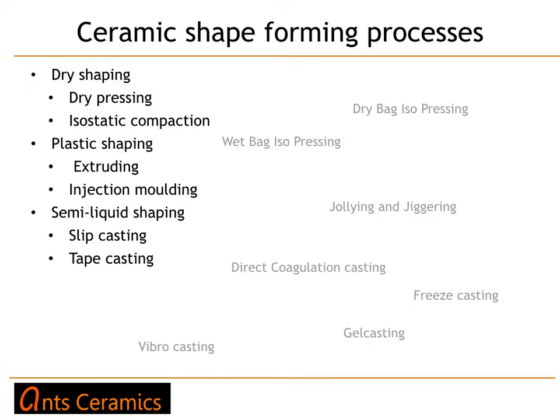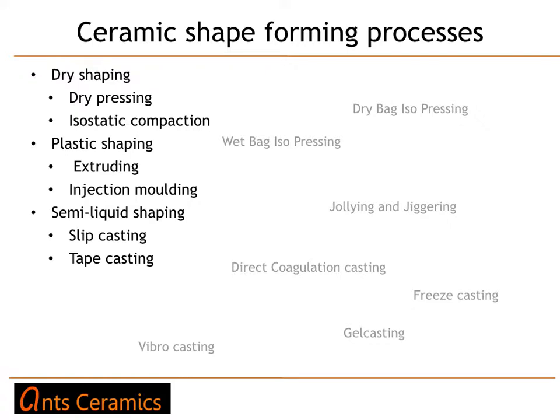In plastic shaping, the ceramic mass will be very plastic and it can be extruded or injection molded into the dies as per the shaping requirement. There are also the processes of jollying and jiggering, which are used to manufacture mainly insulators.